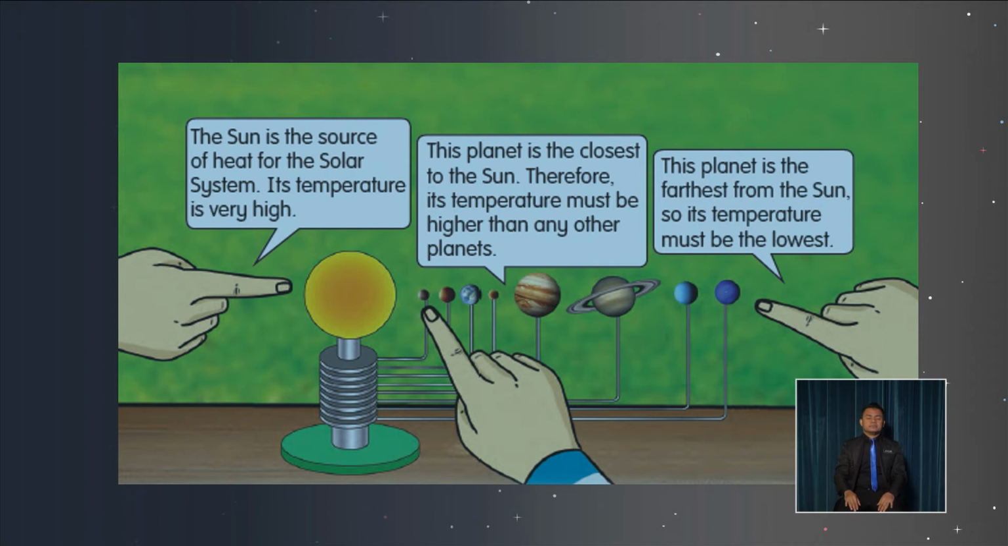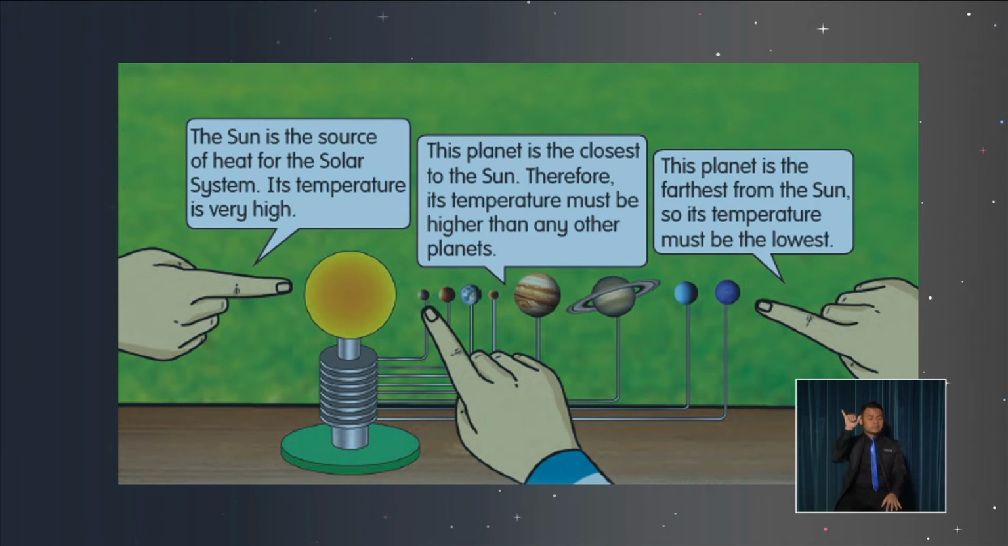As the distance of the planet is farthest from the Sun, its temperature must be the lowest. How can you relate the temperature of the planets with their positions in the solar system?